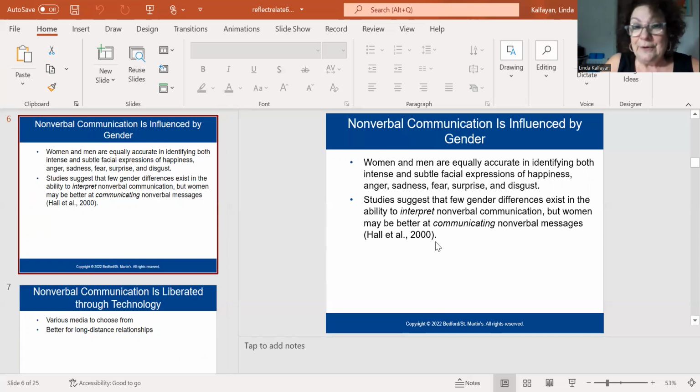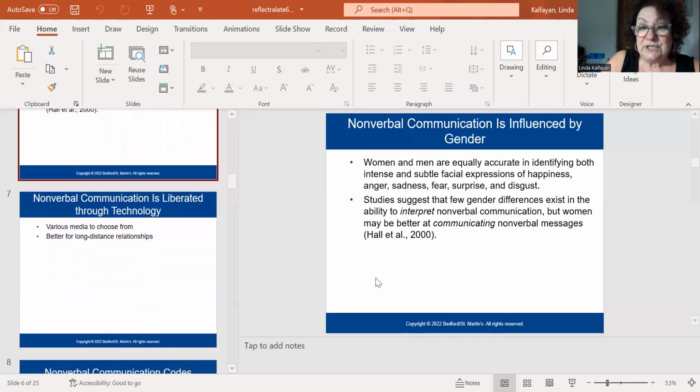That's a lot of years ago. So women and men are equally accurate in identifying both intense and subtle facial expressions of happiness, anger, sadness, fear. So those are your 7 emotions that we discussed in a previous chapter. And studies do suggest that few gender differences exist in the ability to interpret, but women may be better at communicating nonverbal messages. I'm not going to quiz you on that at all, but we are seeing slight to no difference between any of the genders in nonverbal communication.